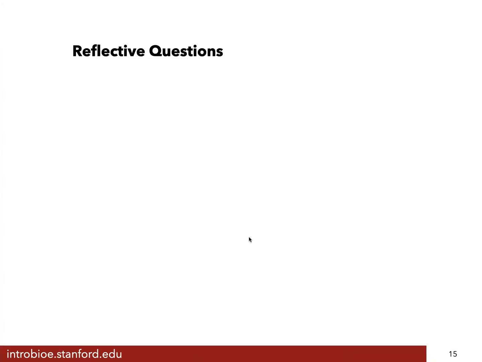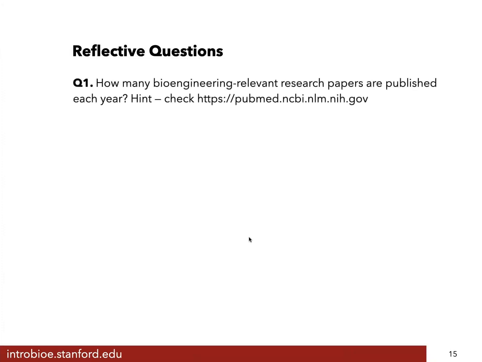Reflective questions. How many bioengineering relevant research papers do you think are published every year? 100? 1,000? 1,000,000? Here's a hint. Go check out this website, PubMed. Just do a Google search for PubMed. And I bet you will quickly find that there's, I don't know, at least 10 million, maybe 100 million, not every year, but total. And so, like at least 1 million papers a year.